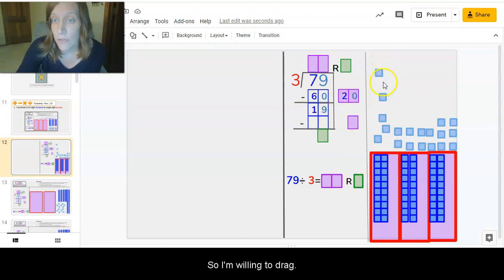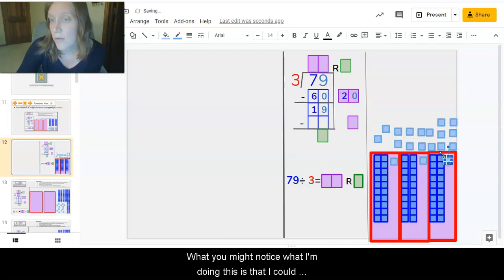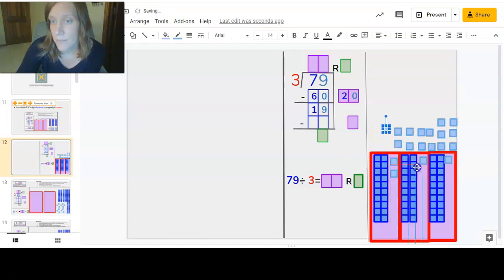So I'm going to drag one square into each box evenly. 1, 1, 1. What you might notice when I'm doing this is that I could do this by groups of 3. That's one group of 3. Two groups of 3. 1, 2, 3 groups of 3.